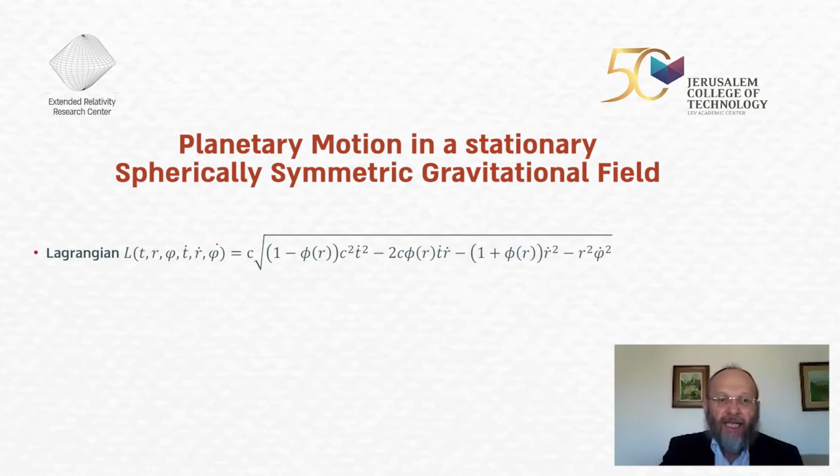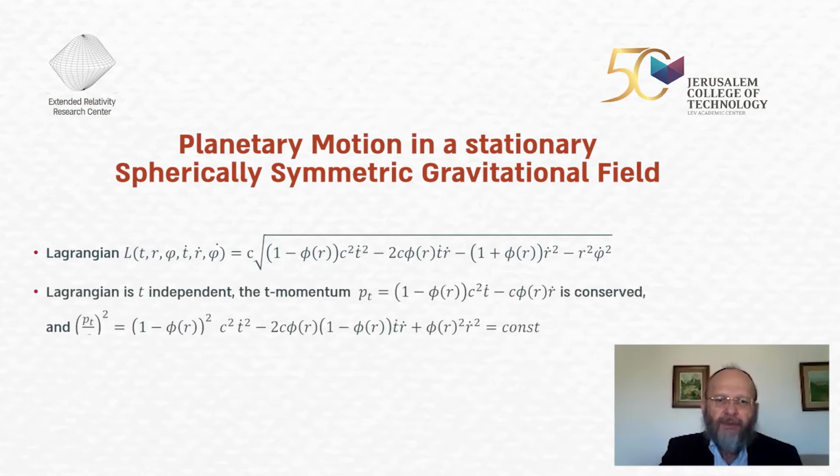So we start with the Lagrangian that we discussed, and we substitute the metric that we found. Now, the Lagrangian is independent of t. You see, there's no t inside. t dot is a second, independent variable, so there's no t inside. If there's no t inside, that means if you differentiate by t dot, you get what's called the t momentum. This is a conserved quantity.